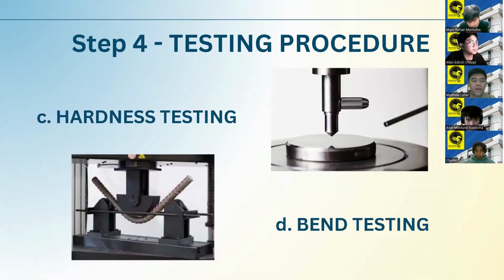For hardness testing, there are various methods like Rockwell, Brinell, or Vickers. These are used to determine a material's hardness by pressing a hard indenter into the specimen's surface and checking whether it will make a dent. For bend testing, this is where they evaluate the ductility or the bending ability of the specimen and the soundness of a material by bending it to a specific angle until it fractures.